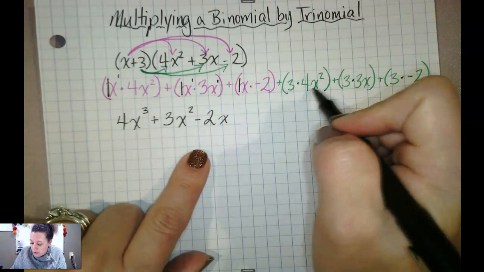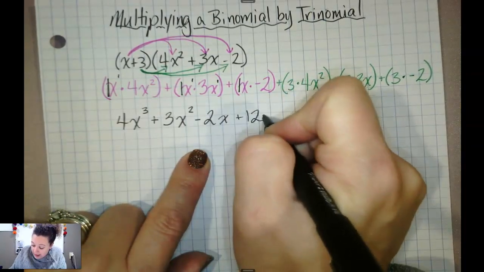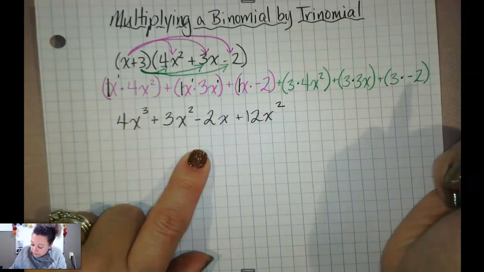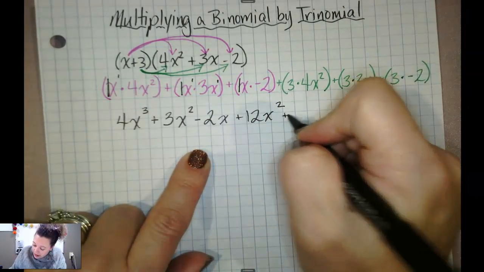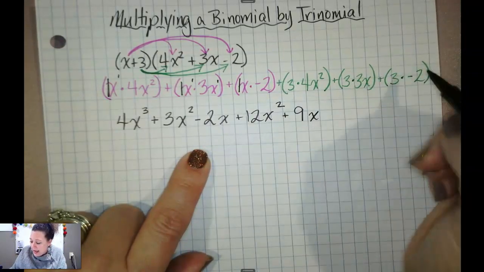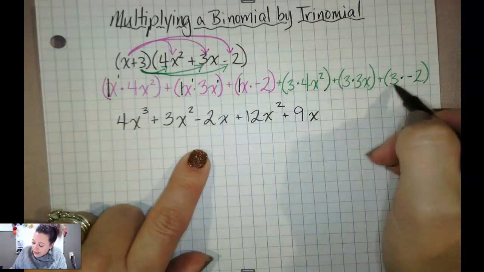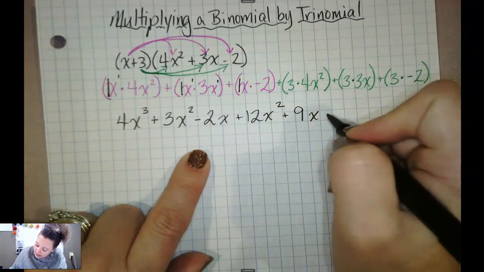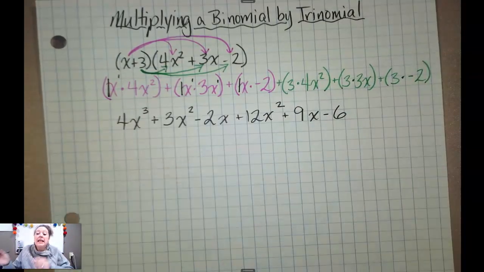3 times 4x squared, so 3 times 4 is 12, and it's just going to be 12x squared. And then we have 3 times 3x, again 3 times 3 is 9, and then it's just 9x. And then finally we're down here, 3 times -2, so a positive and a negative make a negative product, which is going to be -6. Still a lot of stuff going on there. There are 6 terms. I need to see if I can clean this up.